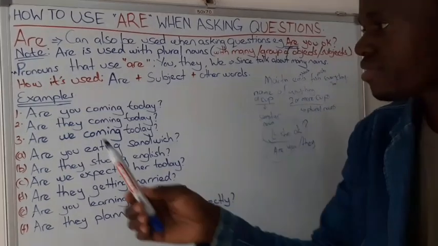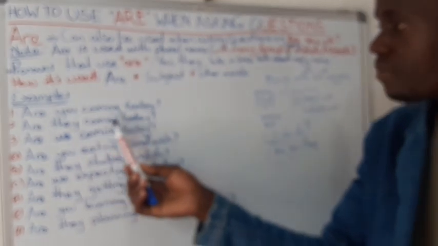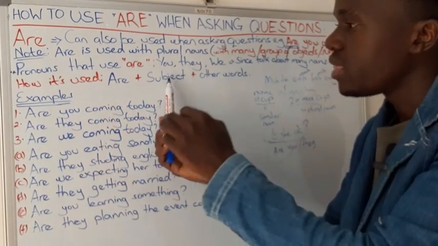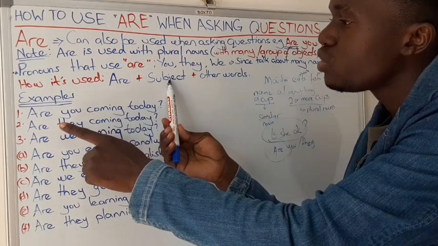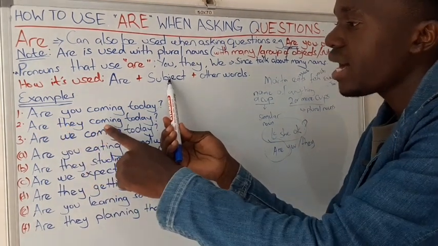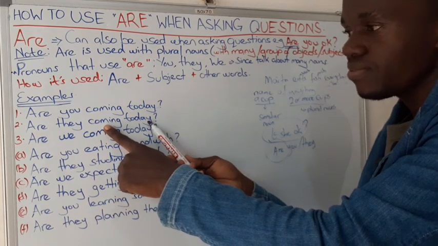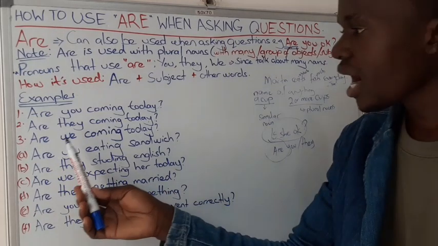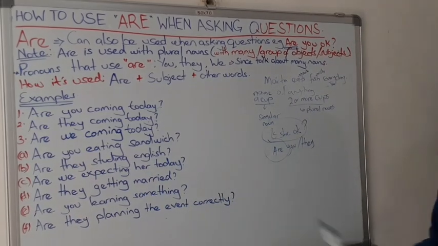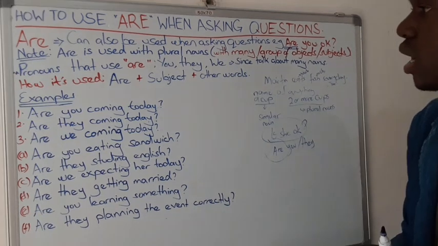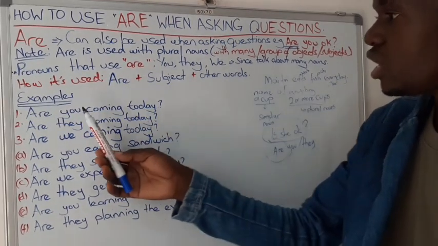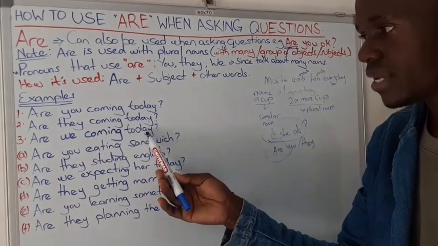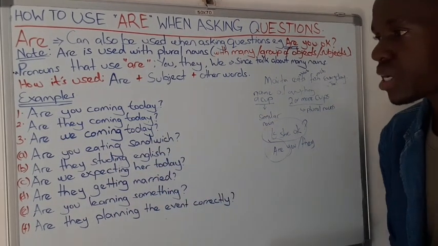Example 2: "Are they coming today?" Once again, "are" is placed at the start, followed by the subject, "they." In this case, we've used "they," not "you." Are they coming today? Example 3: "Are we coming today?" So the pronouns used as subjects in this case are you, they, and we.